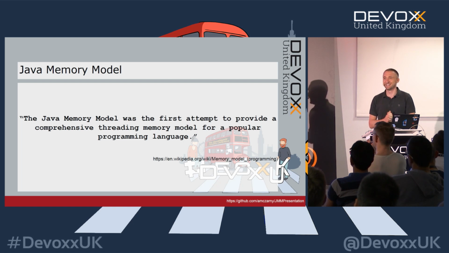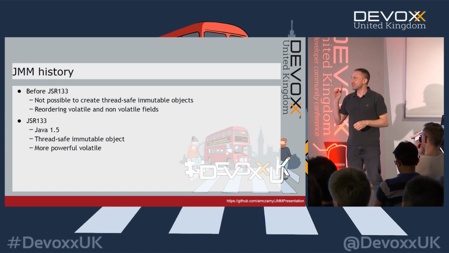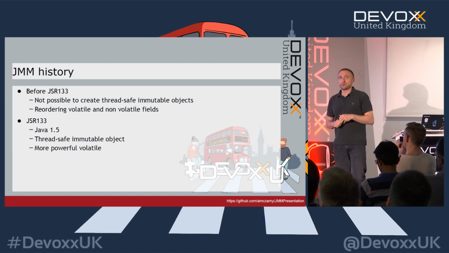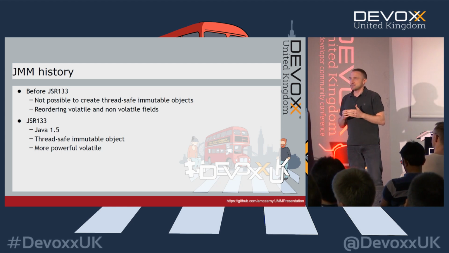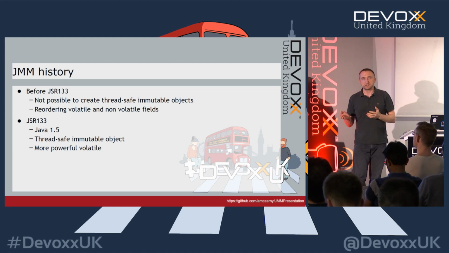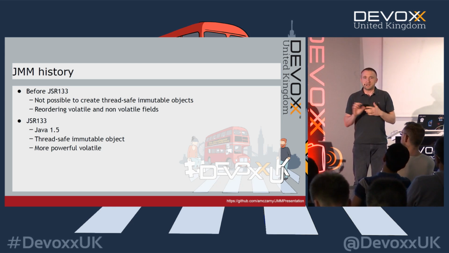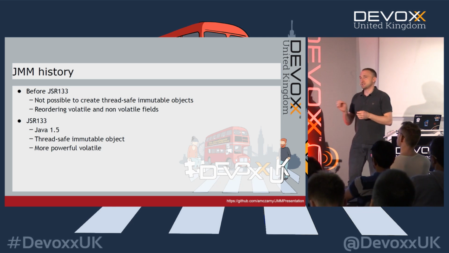All right, that's good. So before Java 1.5 and before JSR 133, it was quite difficult to run something multi-threaded in Java 1.4 because you couldn't have thread-safe immutable objects. And what I'm referring to is an immutable object where you can just share the reference to that object without any extra synchronization. So if I create a string, I can just pass the string to other threads.